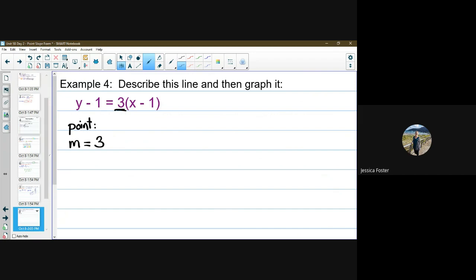Point, well, remember this would be y minus y1, and this is x minus x1. So just double check that your signs are going to be the same, that we need to see that subtraction sign. So my point is actually what's right in front of the subtraction sign. So my point is going to be, here's my y value, here's my x value, both the same in this case. So I've got (1, 1) for the point that I can make out of this.